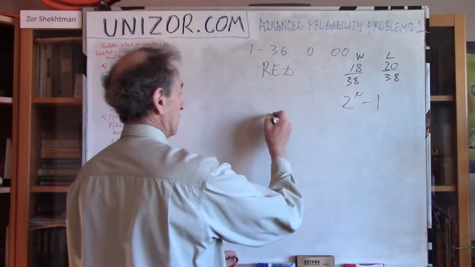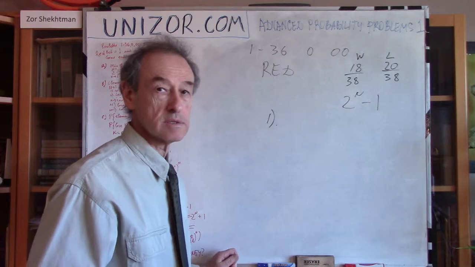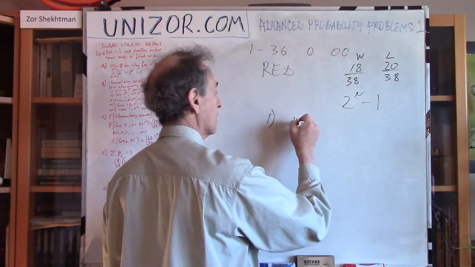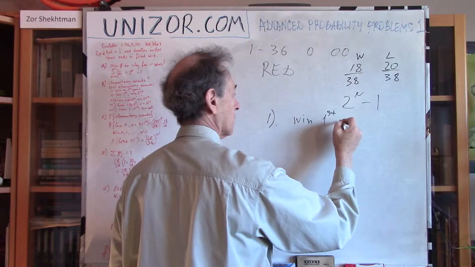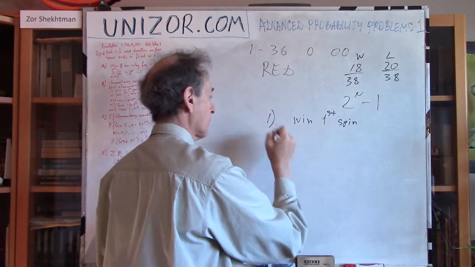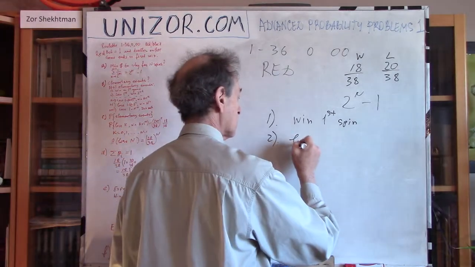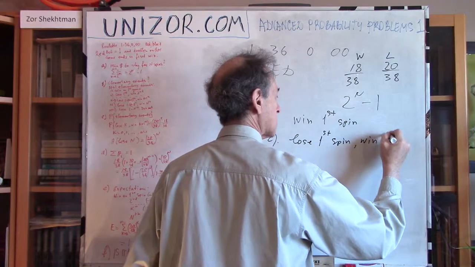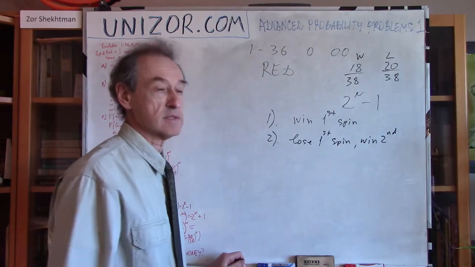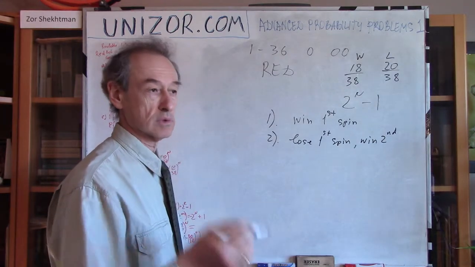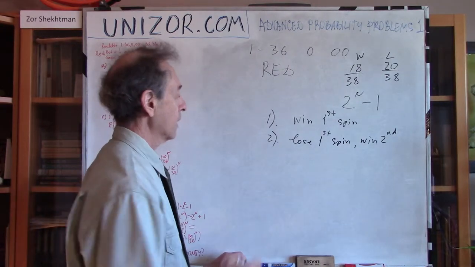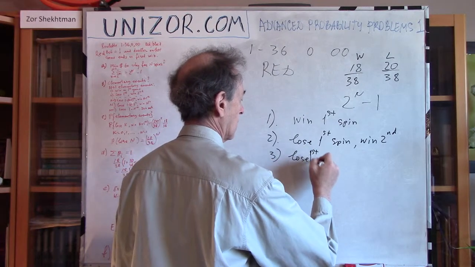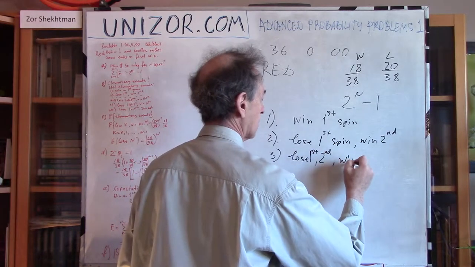Well, first, you spin once and you win, and this is the end of the game, right? So the event number 1 is win the first spin. Event number 2, you lose the first spin and win the second spin. And that's the end of the game, because you have a strategy to end the game as soon as you win, right? Event number 3, you lose the first and second game, but you win the third.